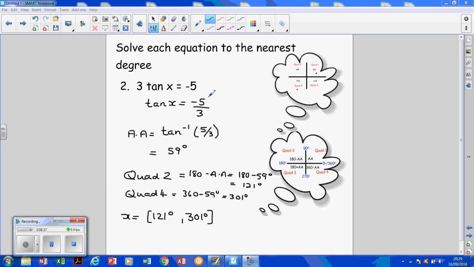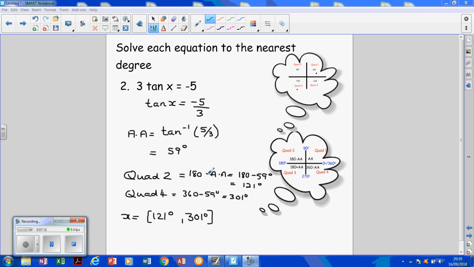Okay, so what we've got here is we divide by 3, so we end up with tan x is negative. Now we ignore that negative sign just now, so we do a shift tan of 5 divided by 3. Don't ever put a negative answer into that calculator looking for an acute angle. So that gives us 59 degrees. Now that negative sign is really just used to find out which quadrants our answers are in. Tan is positive in quadrants 1 and 3, so it's got to be negative in the other two, which is 2 and 4.